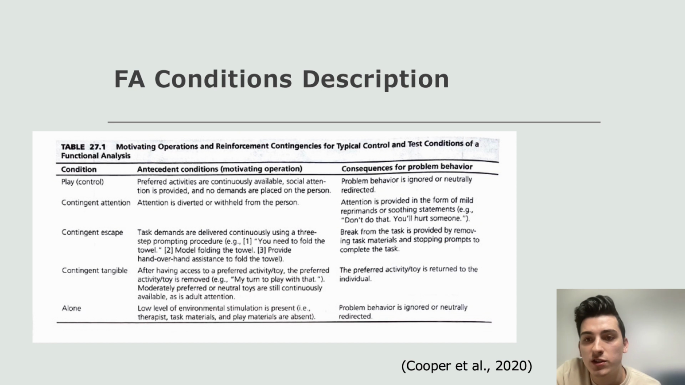So here is a visual that explains antecedent conditions and consequences for each condition within an FA. Please take a moment to pause the video and read, and then unpause, and I will be able to give you some examples for each condition.